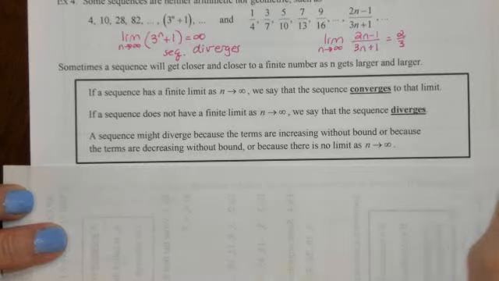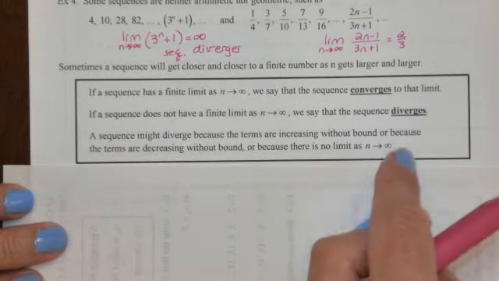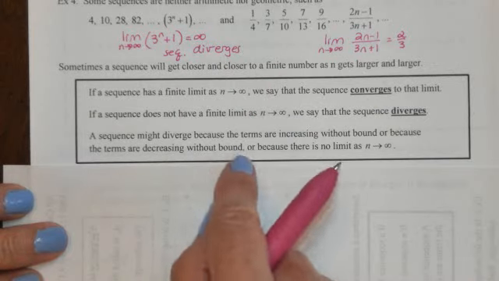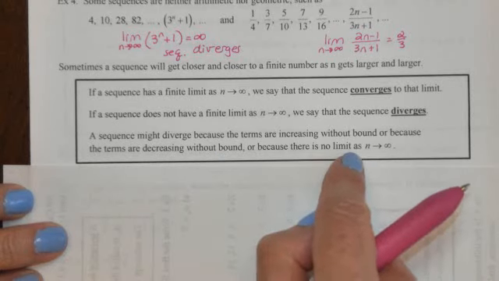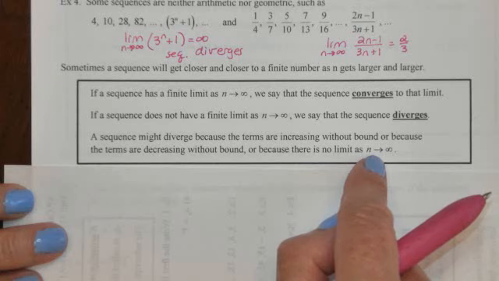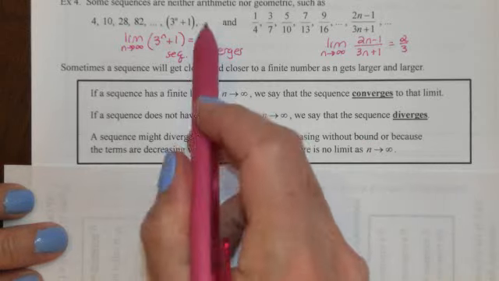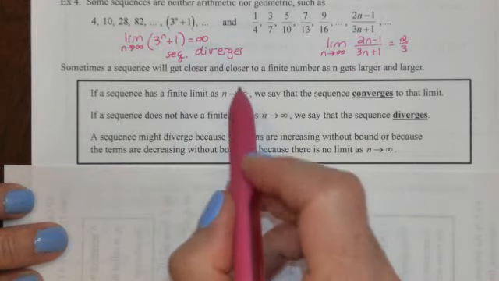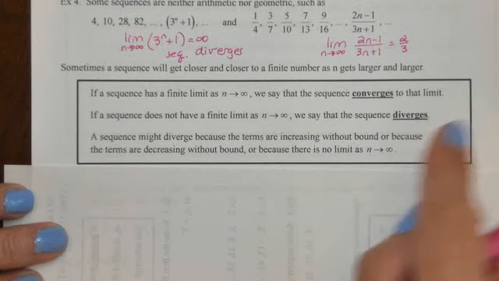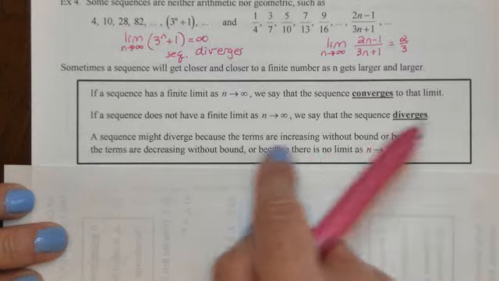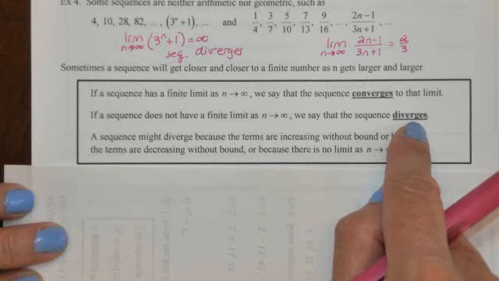Okay? A sequence might diverge because the terms are increasing without bound. That's what this one did. Or because the terms are decreasing without bound, meaning it goes to negative infinity. Or because there is no limit as n goes to infinity. We'll look at a case like that. For instance, what if it went from one number to another number? What if it didn't converge to a single value? What if it bounced between two values, right? Then there just is no limit. It's not that they go to infinity or negative infinity. It's just not there. And if it's not there, we say that it diverges. The sequence diverges.